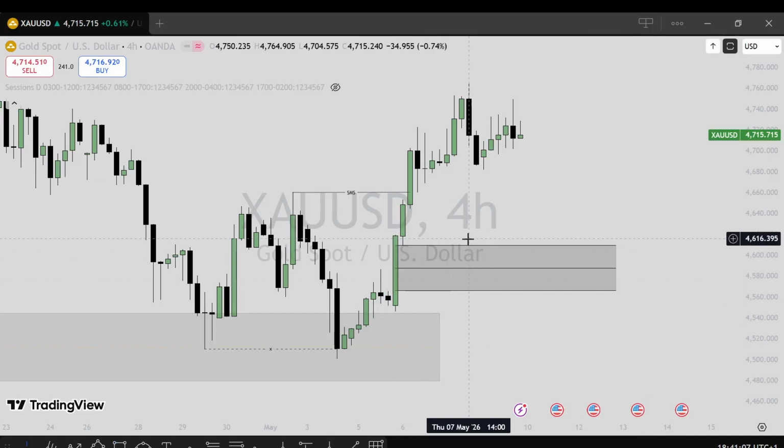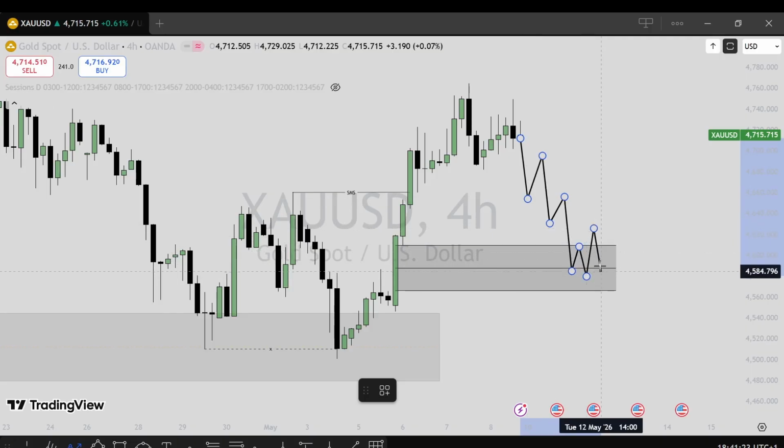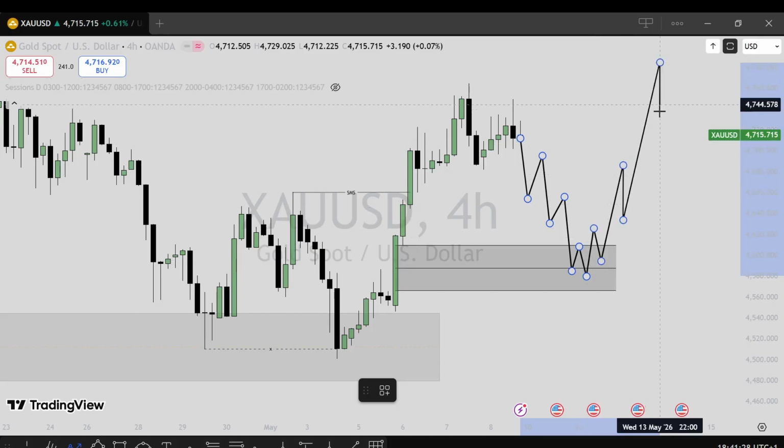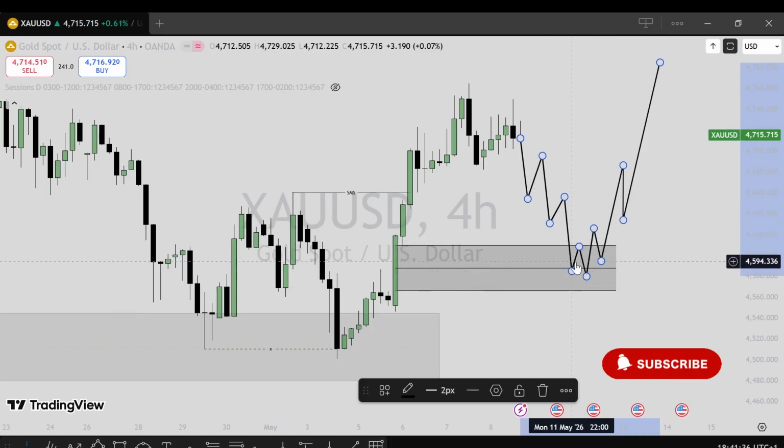So what I'm expecting is price to retrace down to this zone and give me a sweep, then a shift in market structure on the 15 minutes time frame. Once I spot this structure on the 15 minutes time frame, I'm going to wait for price to retrace down and I will take my trade from this particular point.